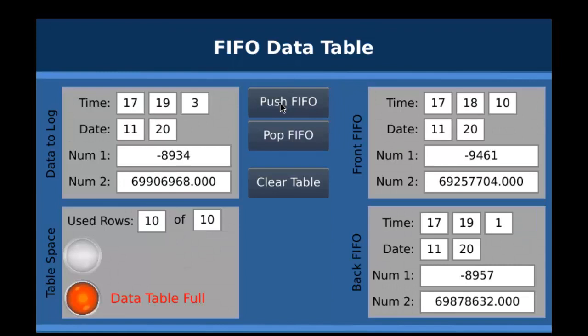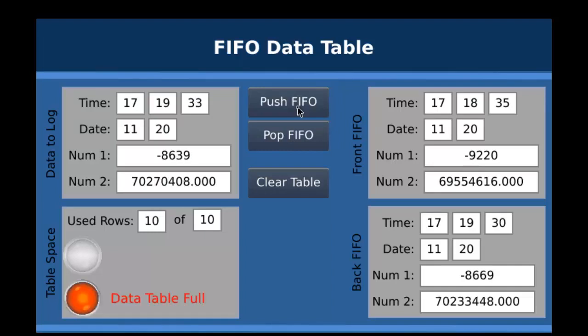After the table reaches the 10th row, the data table's full bit will go high. We see this down here. Pressing pop will then manually remove the frontmost row. So we see here, front FIFO. Pressing pop will then remove that row, and that information will be shifted upwards. We can then press push again to fill the table.